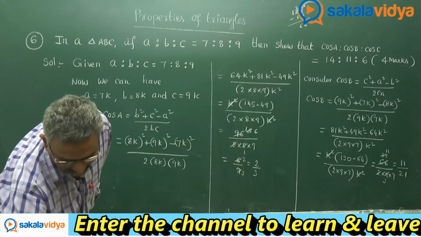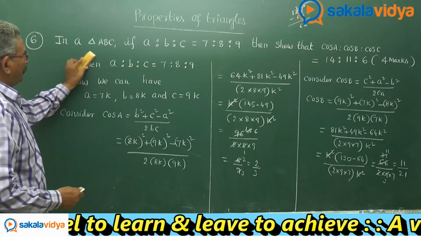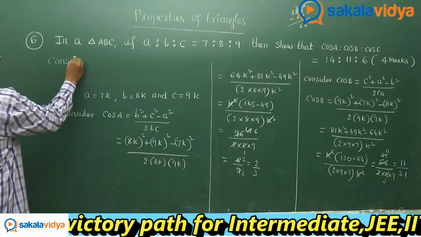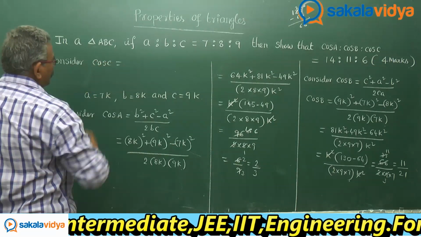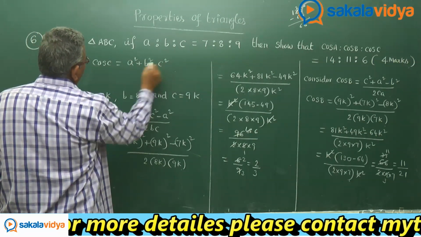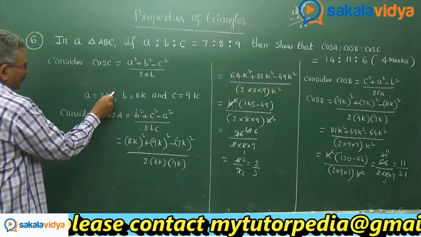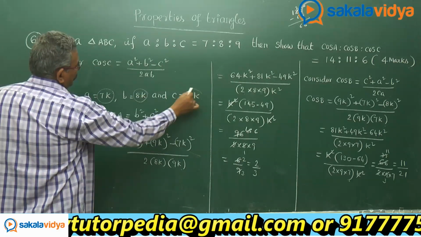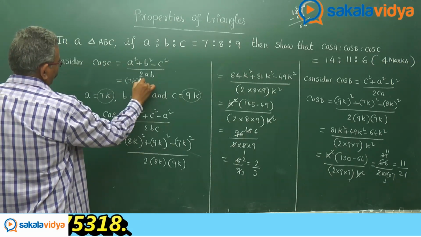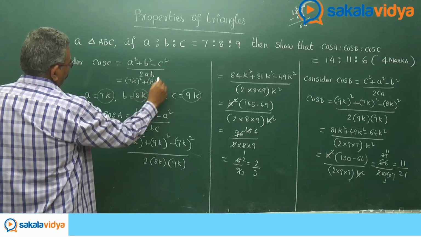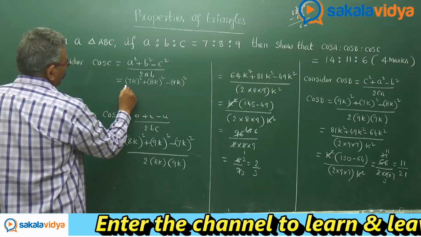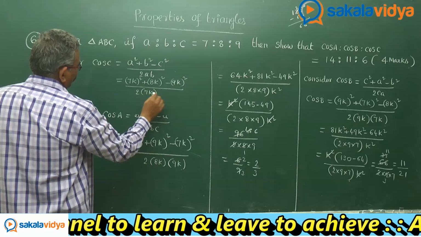Okay, let us find out another value, that is cos C. So consider cos C. What does cos C stand for? Cos C equals a² + b² - c² by 2ab. Now let us replace a with 7k, b with 8k, c with 9k. So this equals (7k)² + (8k)² - (9k)² upon 2ab, 2 times 7k times 8k.